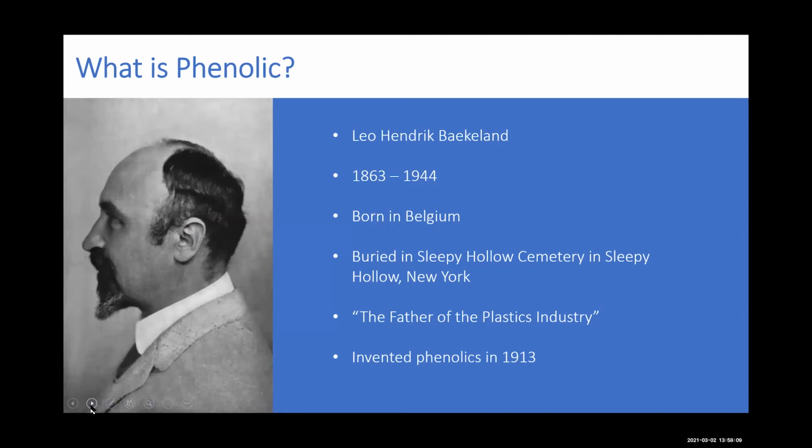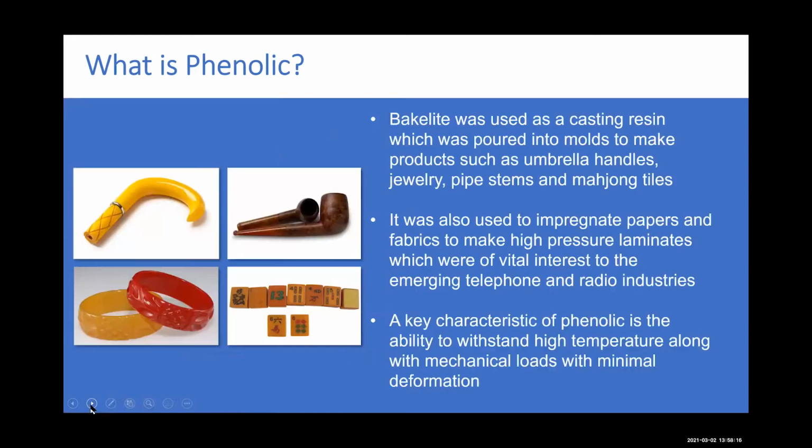What is phenolic? Leo Hendrik Baekeland, a Belgian chemist, invented phenolics in 1913. The material he created is known as bakelite. It was used to create products such as umbrella handles, pipe stems, jewelry, and mahjong tiles. However, cured phenolic resin also provides the product rigidity necessary to maintain structural integrity and dimensional stability even under severe conditions. For this reason, phenolic resins are also specified for demanding applications such as foundry products.